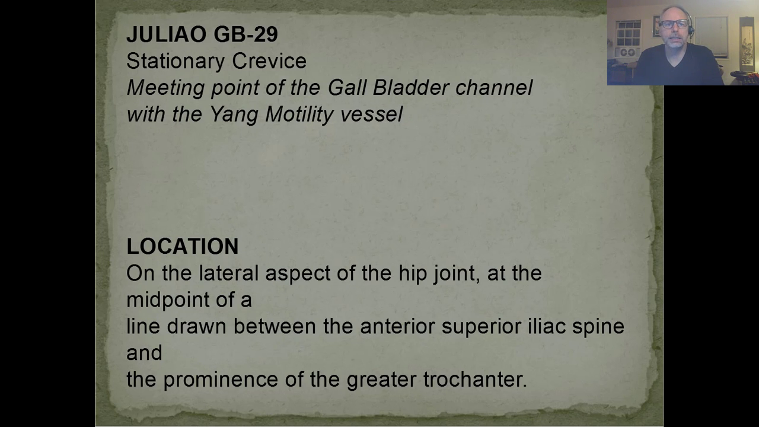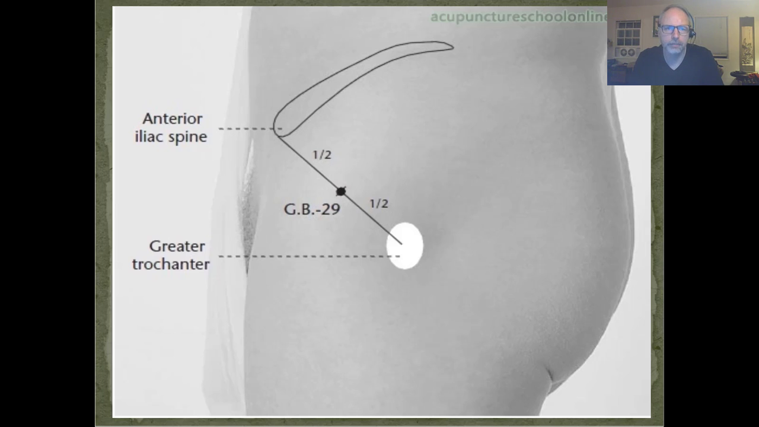29. 29 is the meeting point of the gallbladder and the yang motility vessel on the lateral aspect of the hip joint at the midway of a line drawn between the anterior superior iliac spine and the prominence of the greater trochanter. Just like that. What I usually do is I palpate, find the anterior iliac spine, find the high point of the greater trochanter. Halfway in between those two gives us our gallbladder 29.